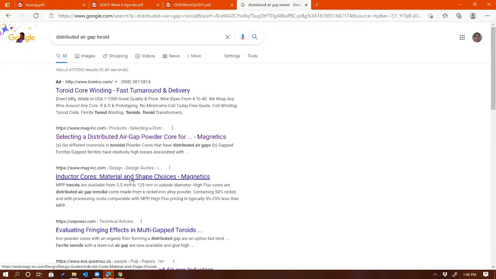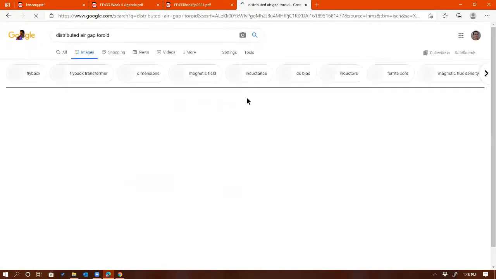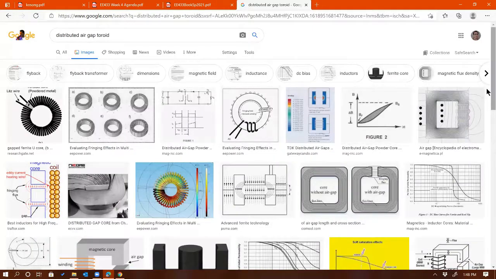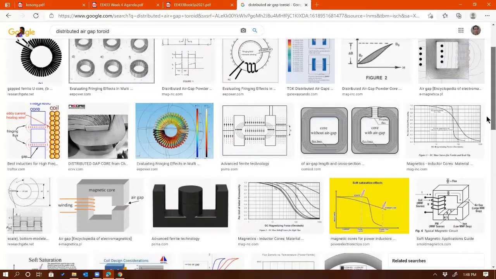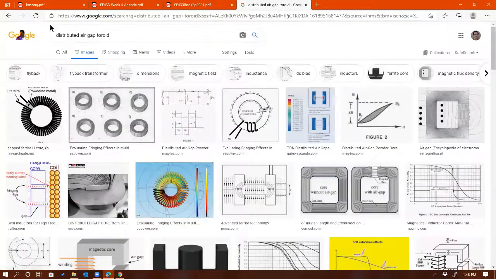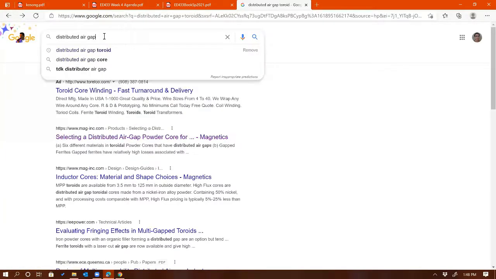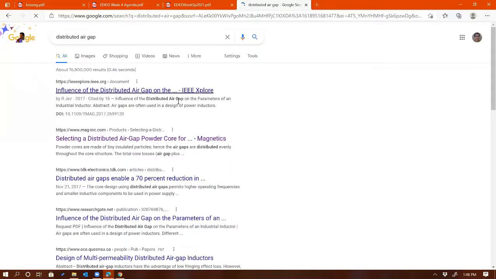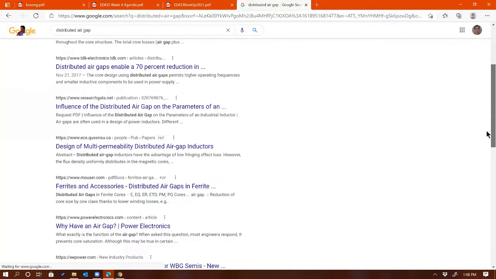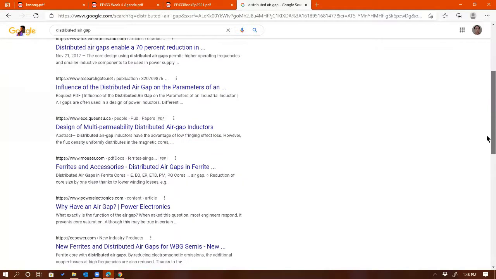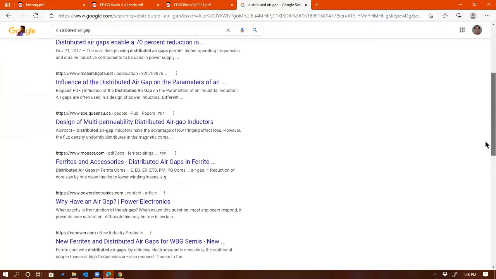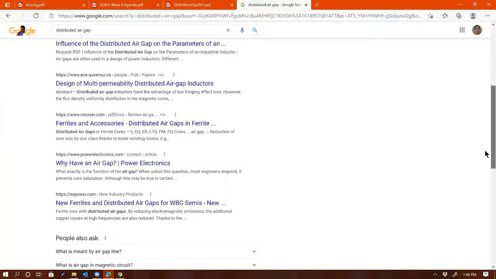Let's see. Maybe under images. Maybe just air gap without the toroid. I'm looking for maybe some pictures. Maybe this one.